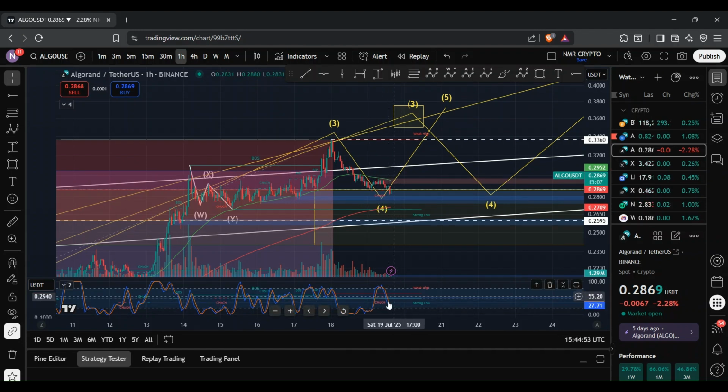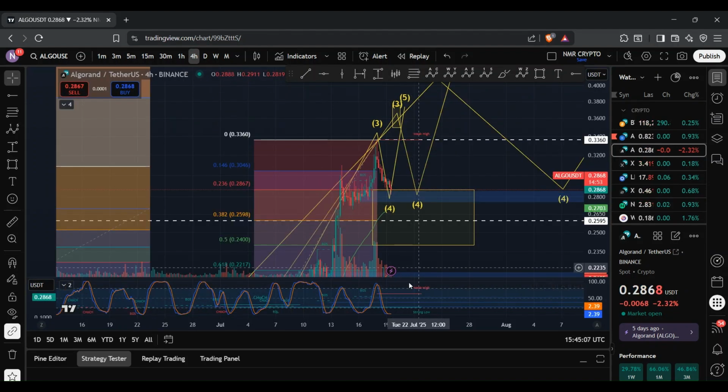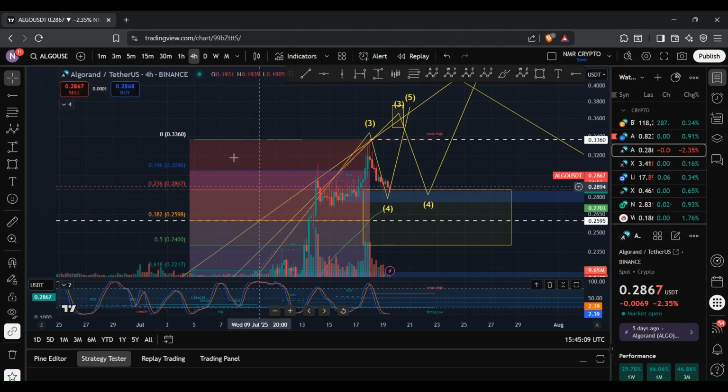Now, as far as the stochastic RSI goes, you can see that we are hovering over the oversold conditions. And so, again, there is still potential for the bears to continue to have that momentum and drive the price of ALGO towards the 200 DMA. But ultimately, I am looking out for that reversal to the upside, given the fact that we have the oversold conditions on the 4-hour chart, and the bulls could potentially regain control of the market.